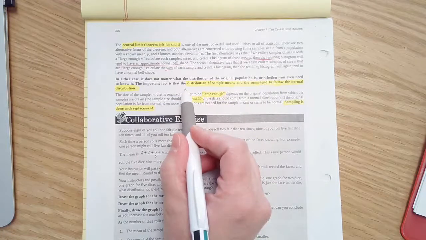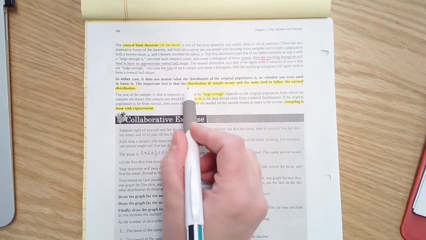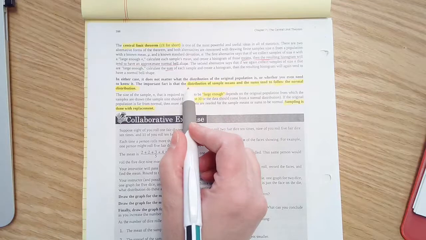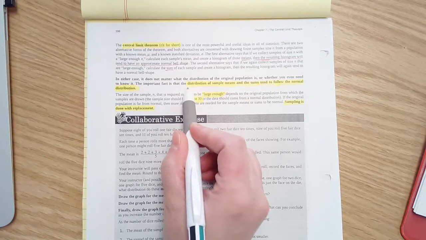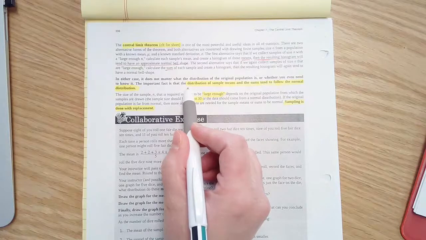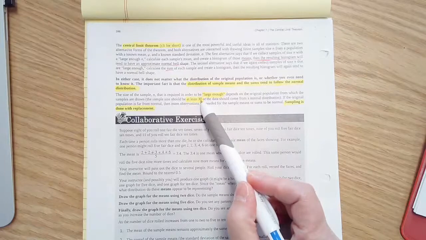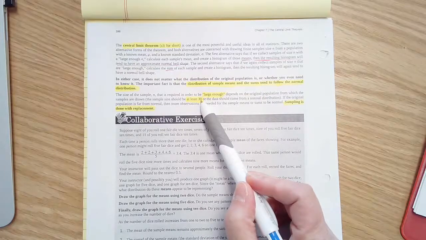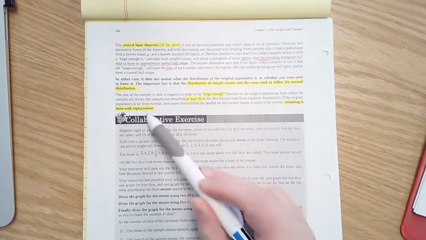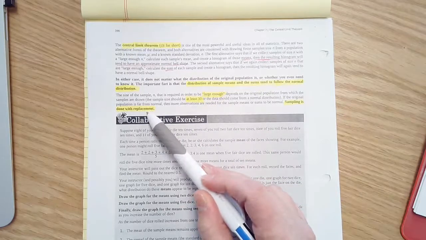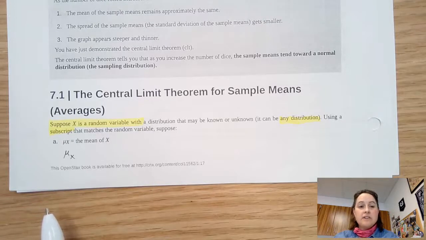And this part right here is probably the most important, that the distribution of sample means and the sums tend to follow a normal distribution. It can have a different underlying distribution, but that's the key, that it will follow a normal distribution. And your sample must be large enough, so you need to have at least 30 in your sample size, and that your sampling is done with replacement.